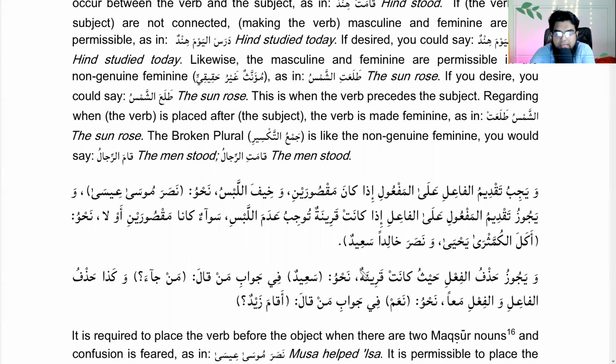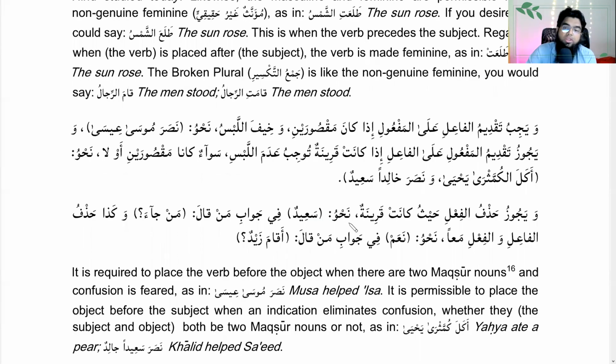All right. Now, he talks about ويجب تقديم الفاعل على المفعول إذا كانا مقصورين. He talks about another case: it is required to place the subject before the object when there are two maqsoors. Remember maqsoor, Madina Book 3, Lesson 1. Maqsoor means alif maqsoora, where you end the noun with an alif, like Musa, Isa, Asa. Alif maqsoora is ya without dots, or the alif lazim also.